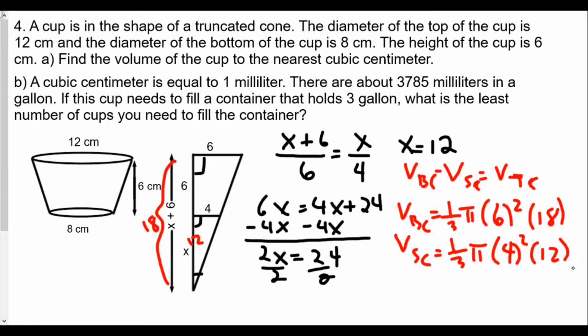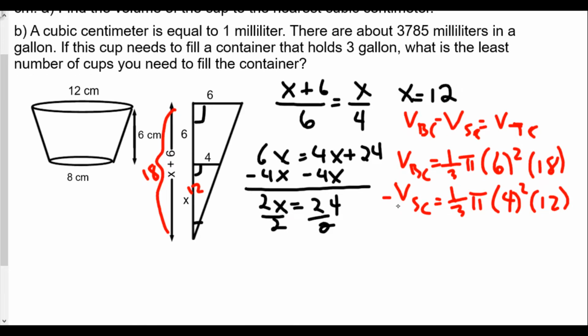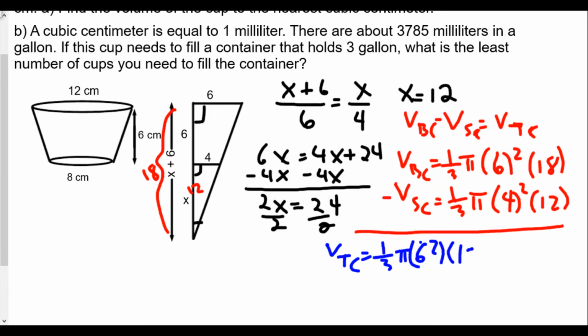Well, okay, so if we were to subtract these two, we're going to get, in this case, the volume of the total truncated cone is 1/3 pi times 6 squared times 18 minus 1/3 pi times 4 squared times 12. Now, again, I like factoring out stuff into a calculator first. So the greatest common factor for both of these is 1/3 pi.